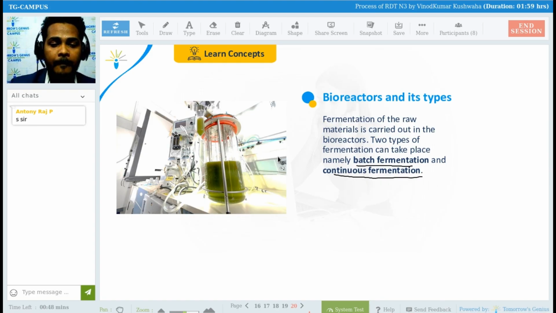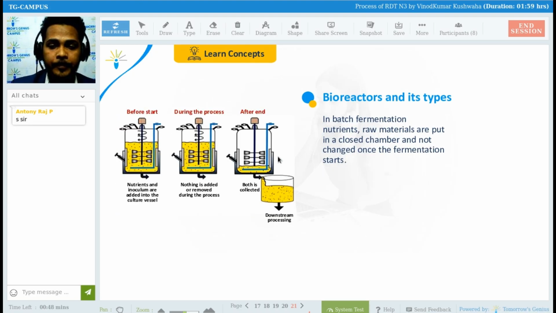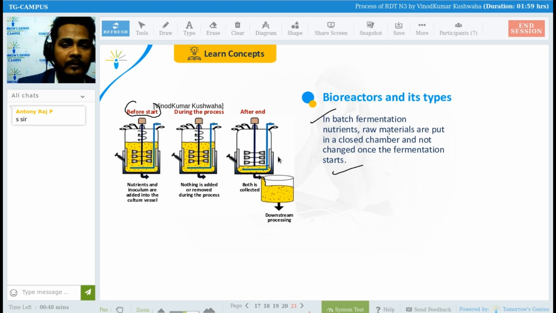So when we say batch fermentation, the nutrients and raw materials are put in the closed chamber and are not changed once the fermentation starts. Like here, before starting the fermenter, you need to put everything at the same time, like the nutrients, or if you want to put any kind of vitamins, raw material, everything you have to keep ready.